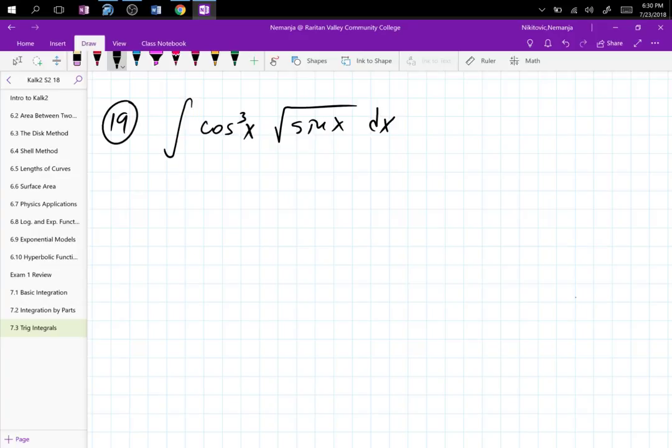Do you see that this is the same as the previous problem? You have an odd exponent. You peel off the cosine, and then you go from there.